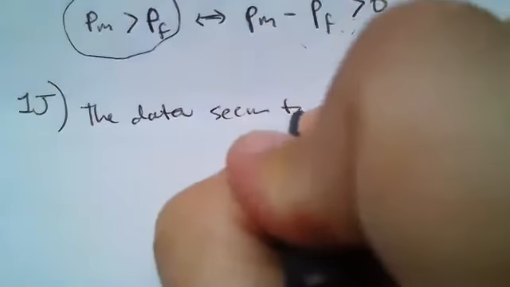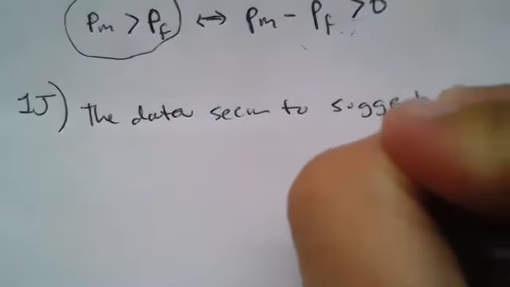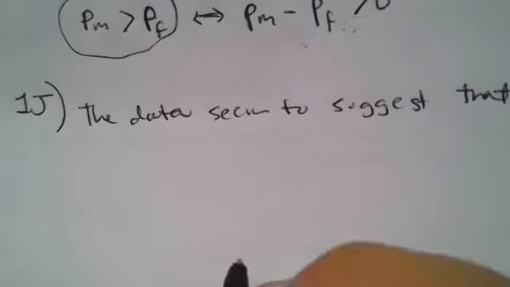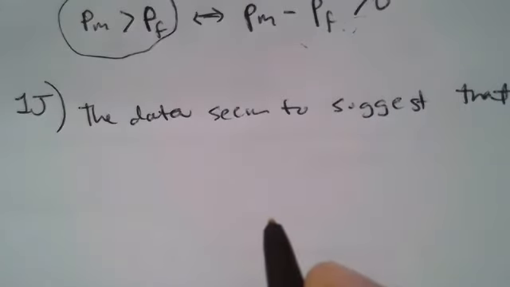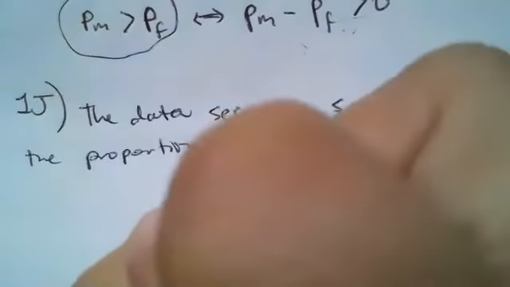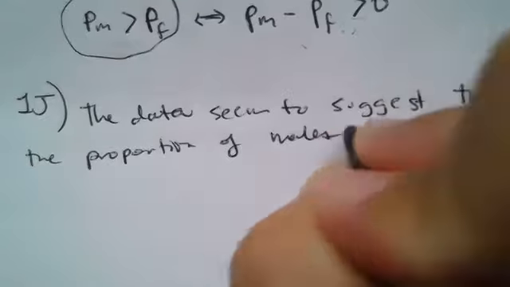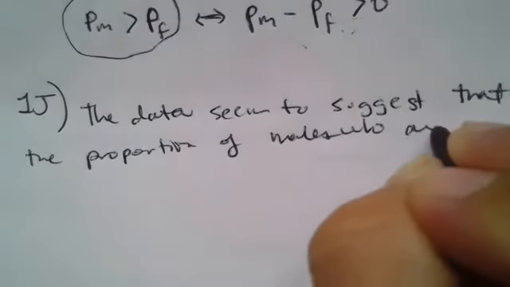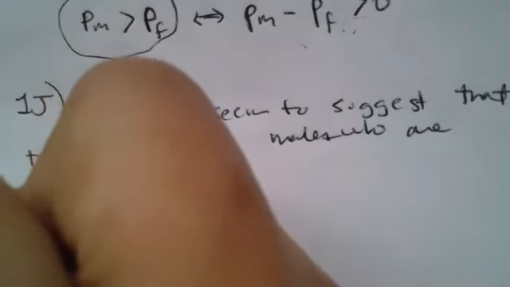So the data seem to suggest that the proportion of males who are left-handed is greater than the proportion of females who are left-handed.